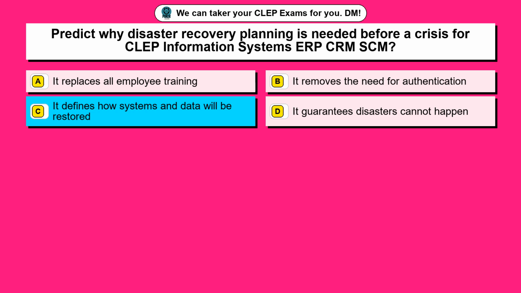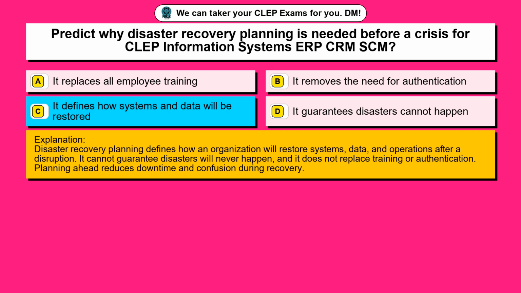The correct answer is option C. It defines how systems and data will be restored. Disaster recovery planning defines how an organization will restore systems, data, and operations after a disruption. It cannot guarantee disasters will never happen, and it does not replace training or authentication. Planning ahead reduces downtime and confusion during recovery.